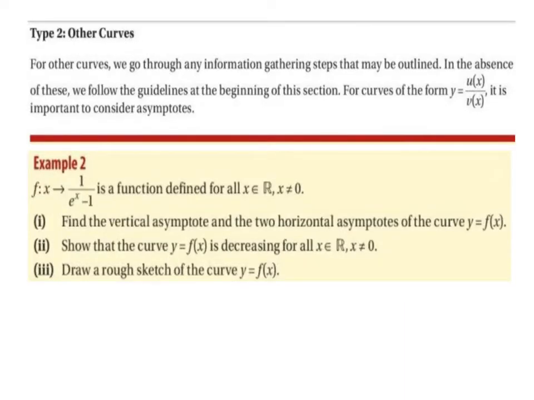Type 2, other curves. For other curves, we go through any information gathering steps that may be outlined. In the absence of these, we follow the guidelines at the beginning of this section. For curves of the form y equals u of x divided by v of x, it is important to consider asymptotes. Example 2. f of x maps to 1 over e to the power of x minus 1, a function defined for all x values, elements of the real number set, where x is not equal to 0. Part 1. Find the vertical asymptote and the two horizontal asymptotes of the curve y equals f of x.